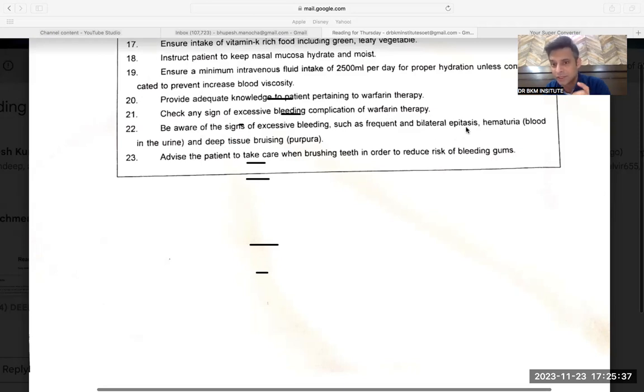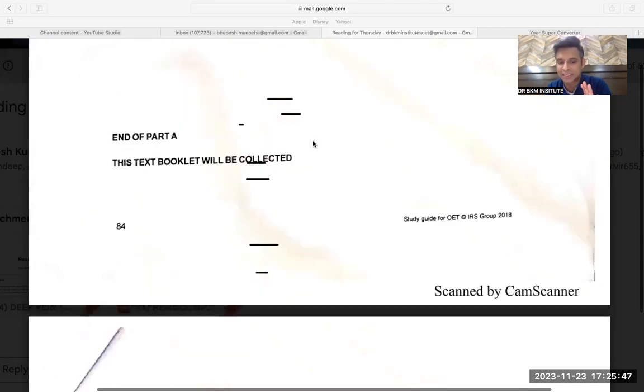I want to fit these words, but if only purpura had been given, then I would have fit it. But there are 3 words. I can't use all those words. So again, to save my time, excessive bleeding.